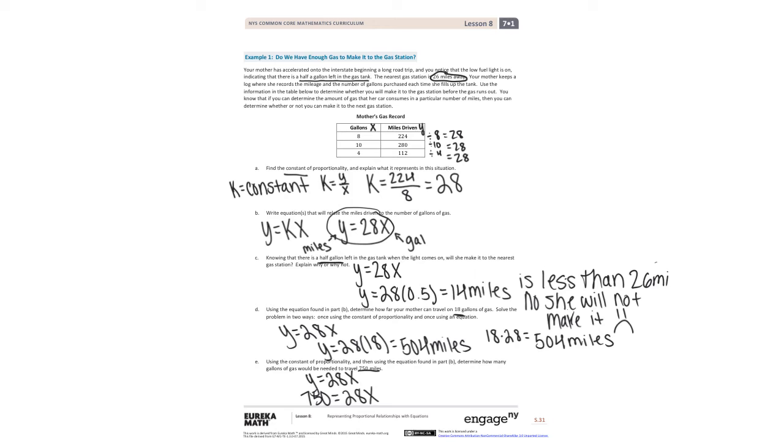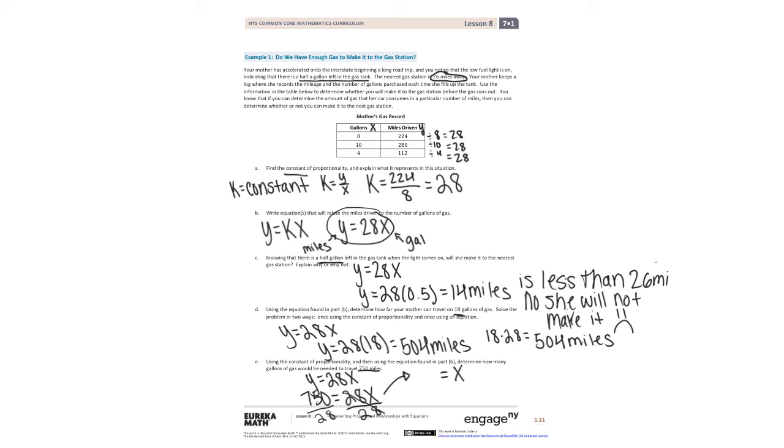Okay, now we have to get our x by itself. So to do that, we have to divide by 28 on both sides. I hope you guys have a little bit more room than I do. Okay, I'm going to go ahead and bring this up here. So when we look at our equation, we know that 28 divided by 28 gives us 1. So now we have x by itself. And now we need to figure out what 750 divided by 28 is.